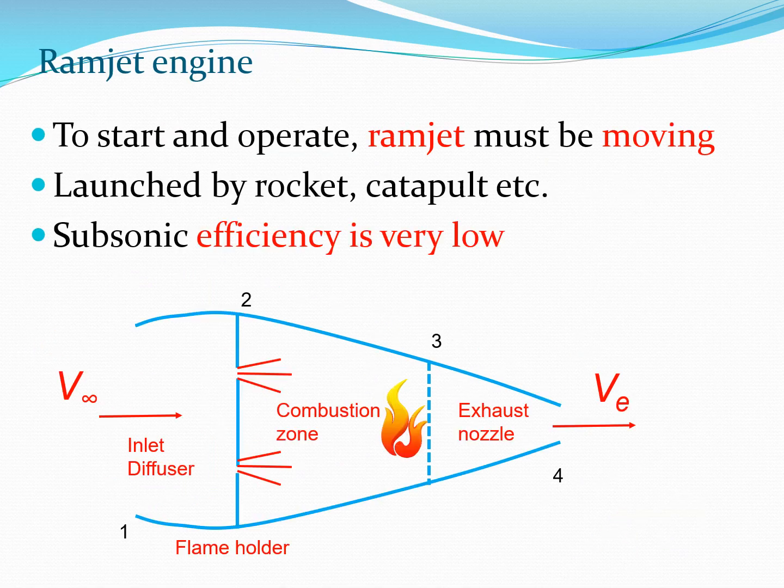Now, of course, there are several negatives as far as the ramjet is concerned. One of those is that even to start or operate a ramjet, you have to be moving. So you need to have some velocity coming in at a reasonable speed. Therefore, ramjets are typically launched from something, maybe a rocket, maybe a catapult, maybe an aircraft itself. And the subsonic efficiency of the ramjet is going to be very low. So these are some of the negative aspects of the ramjet.